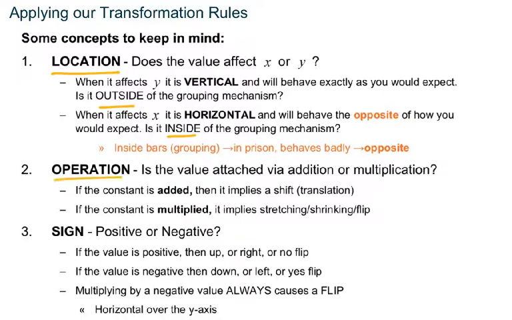We look at the operation, is it added versus multiplied? And then we look at the sign, is it positive or negative? And all of those three things, those three choices, they give us an indication about what this transformation is going to look like.